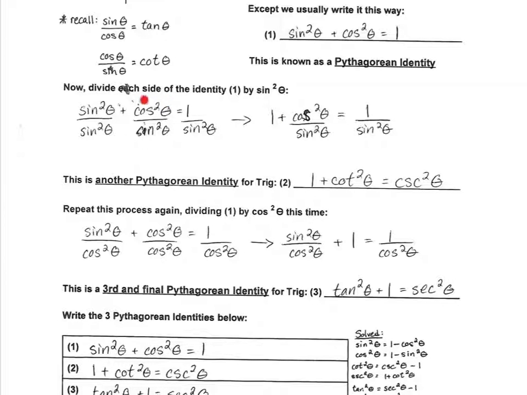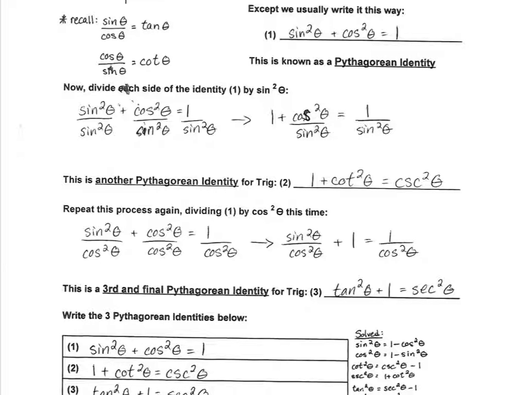We're going to remember that we just developed a ratio here for cosine over sine, and cosine over sine is cotangent, so we're going to have 1 plus cotangent squared theta, and then 1 over sine squared theta. Well, that's our reciprocal identity for sine, or cosecant squared theta. So there's a second Pythagorean identity, all still coming from this sine squared plus cosine squared equals 1.